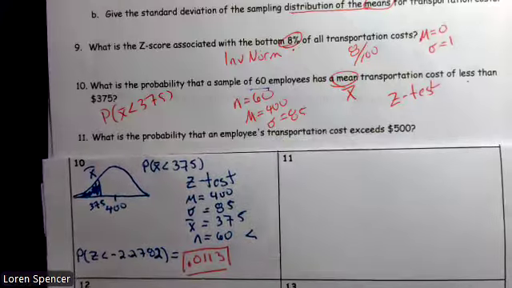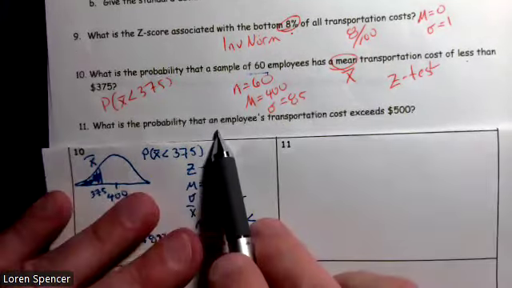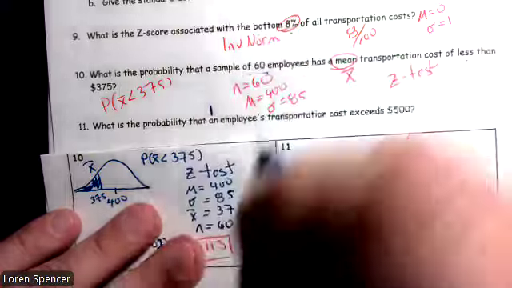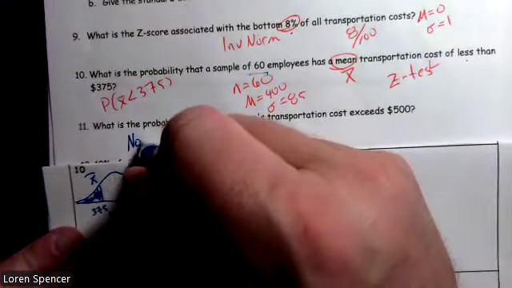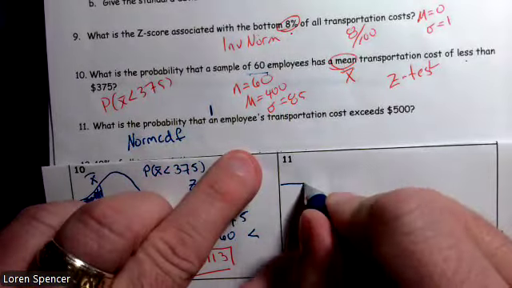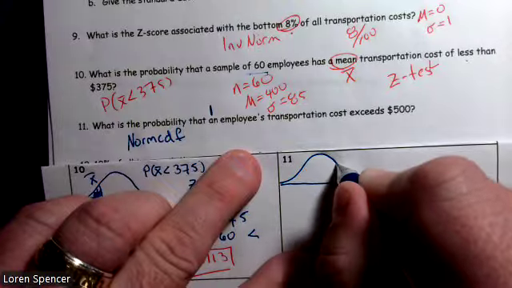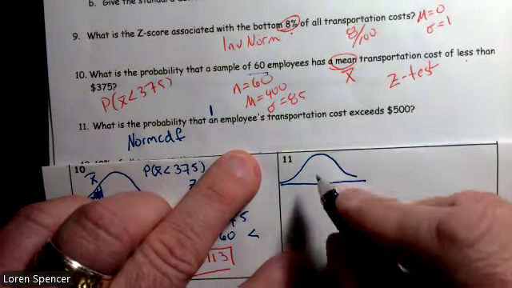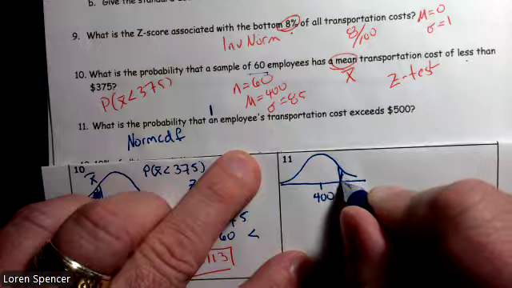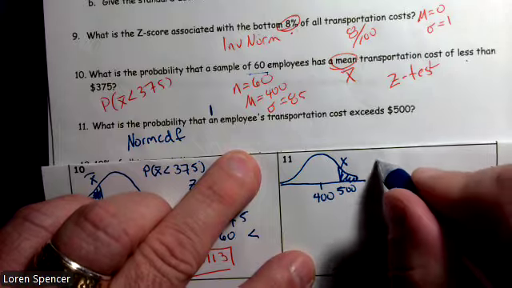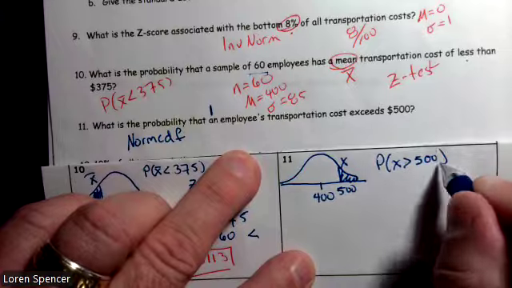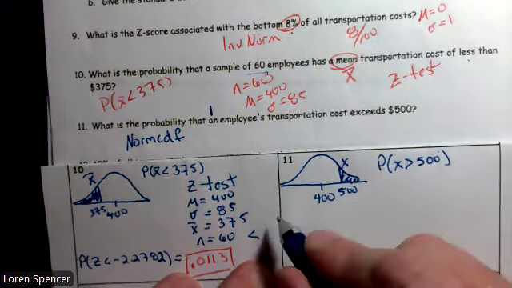Okay. Number 11. What's the probability that an employee's transportation costs exceed $500? Well, that's talking about one. So if we're only talking about one, we're going to use a normal CDF. In this case, we're going to draw our picture. We have a mean of 400, and we're looking for 500, and we're shading up, and this is X. So we want the probability that X is greater than 500. So norm CDF.